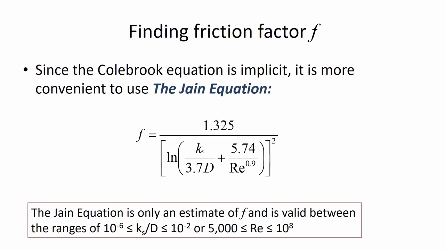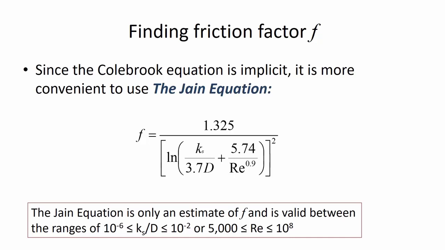Now, the Jain equation is an explicit equation. And that doesn't mean it's dirty or anything. It just means that it calculates the value directly. So we don't have the f value on both sides of the formula here. It's just on the left-hand side. And so we have everything we need on the board already to calculate the f value according to the Jain equation.